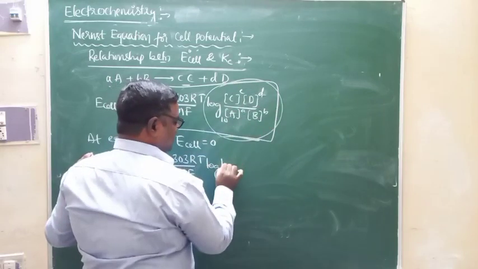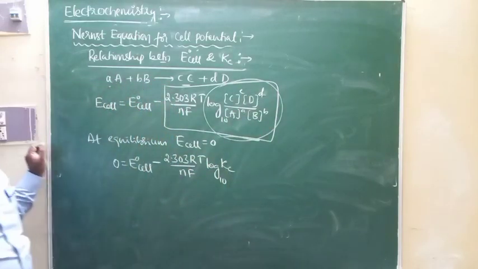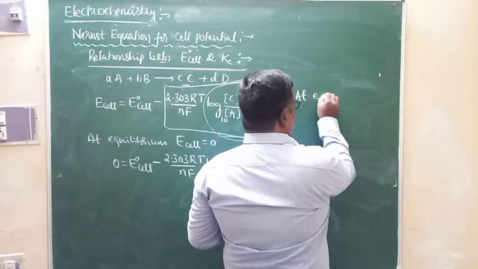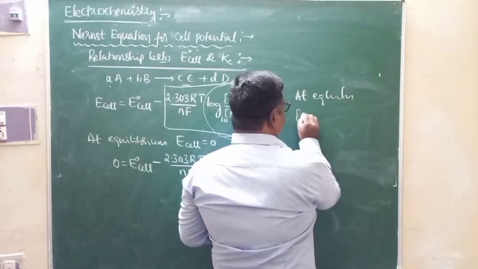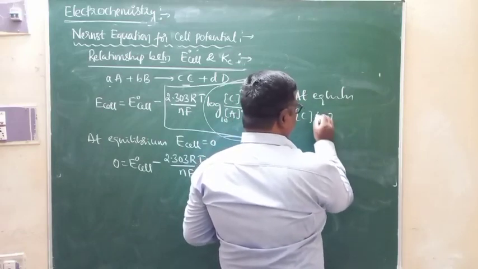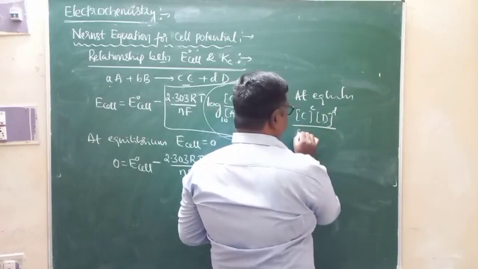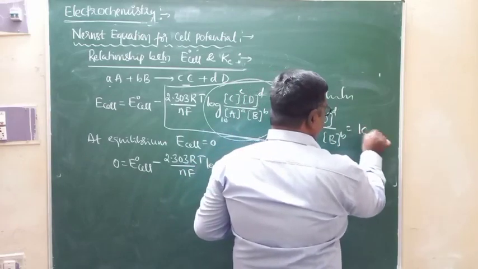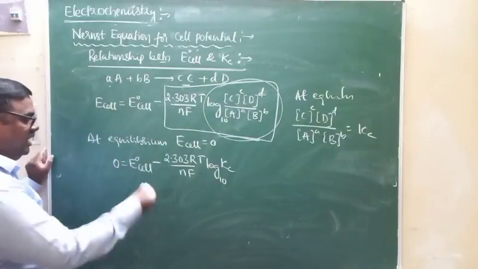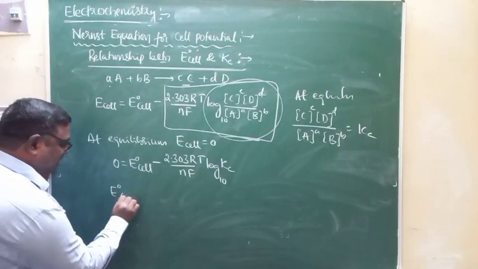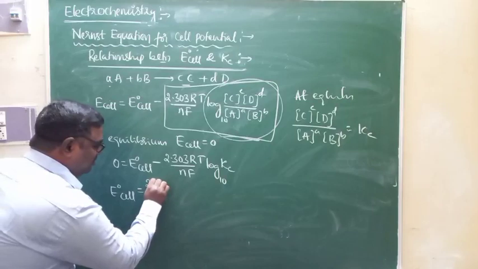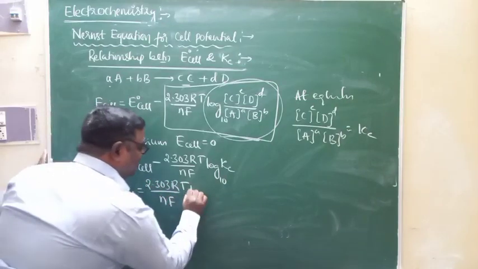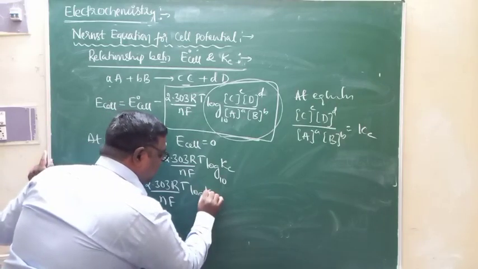ಈ expression ಏನಾಗುತ್ತೆ, that is equal to equilibrium constant Kc ಆಗುತ್ತೆ. ಹಾಗಾಗಿ because at equilibrium, concentration of C into concentration of D divided by concentration of A and concentration of B, that's equal to Kc. ಹೌದಾ? ಹಾಗಾಗಿ equation takes the form, E naught of cell is equal to 2.303 RT by nF log to the base 10 of Kc.